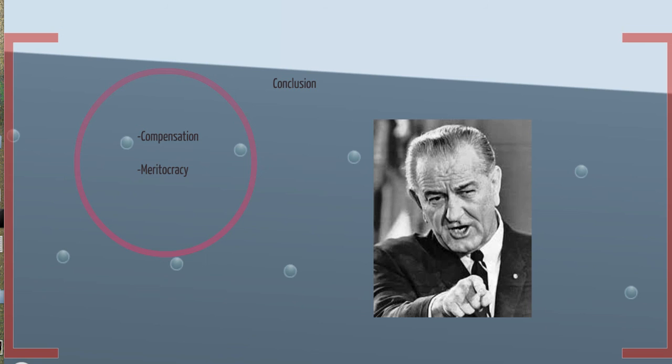And I'd like to conclude with a quote from President Lyndon B. Johnson, who said that, "You do not take a person who for years has been hobbled by chains and liberate him, bring him up to the starting line of a race, and then say, 'You are free to compete with all the others,' and still justly believe that you have been completely fair."